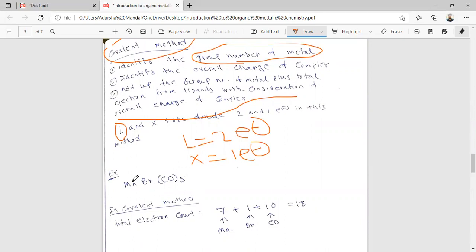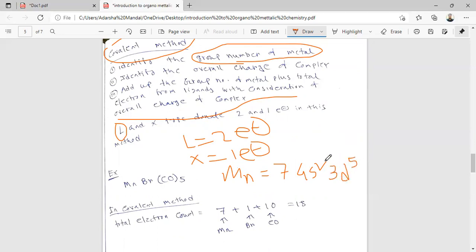The first example is MnBr(CO)5. Manganese is a group 7 metal, so its valence electron configuration is 4s2 and 3d5.